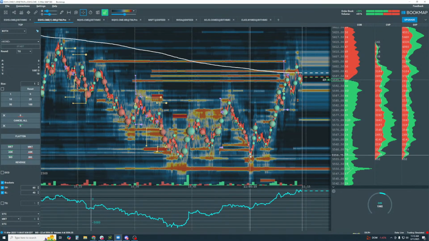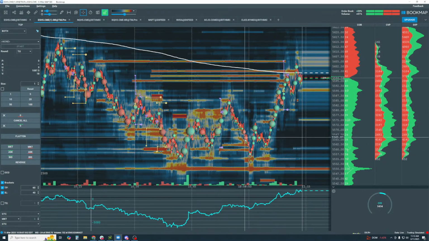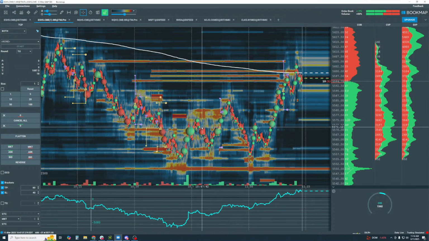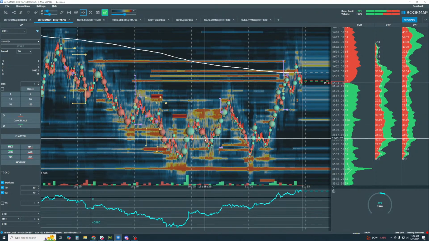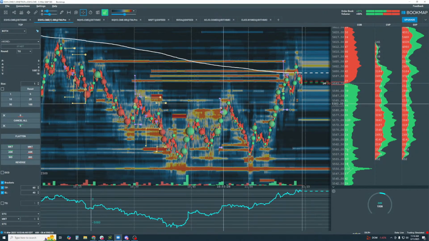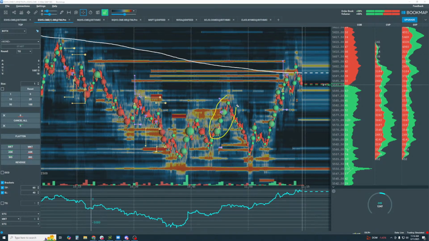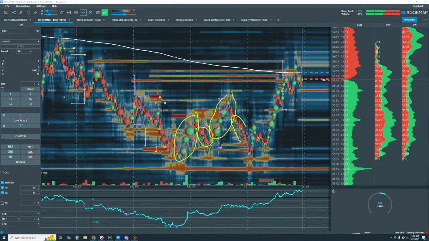But look where CVD is. Okay, and why is that? Because we'll look at the selling in here and the selling in here. It's not a whole lot compared to all the buying. So what we have is a lot more buying power than we do selling in here. So that's our divergence. It's right here.